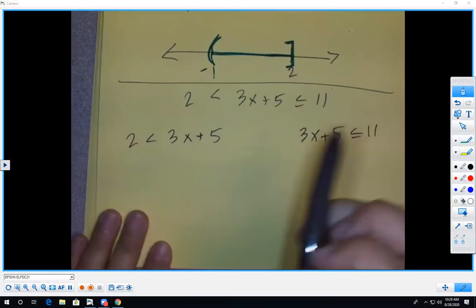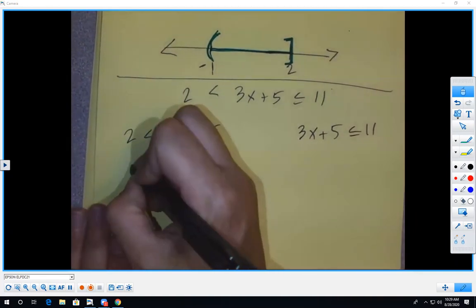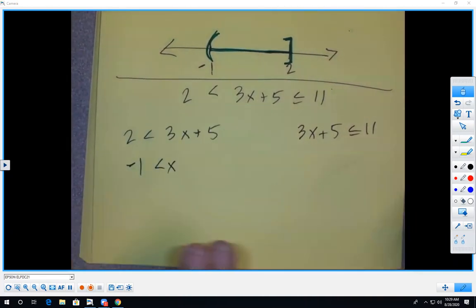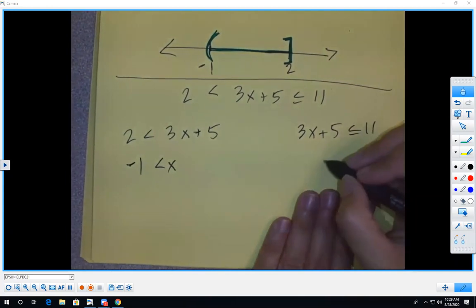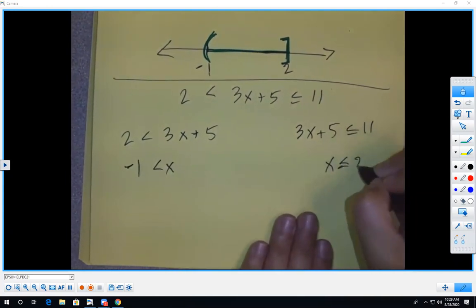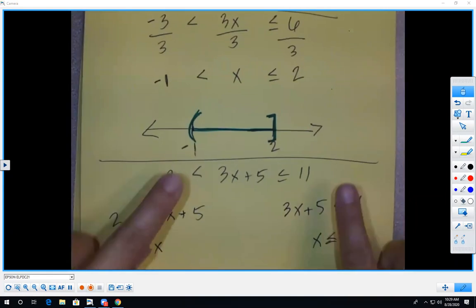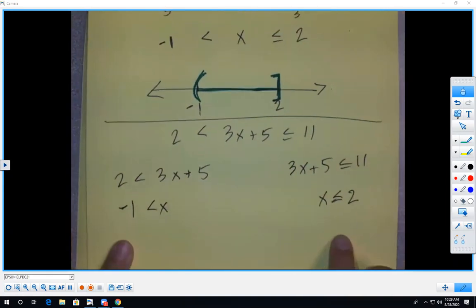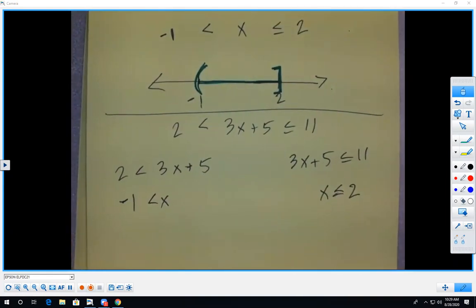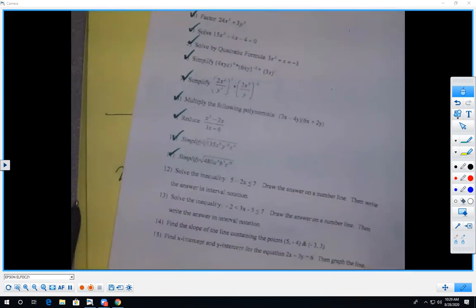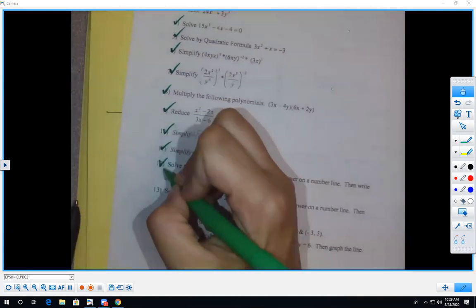When you work them all out, subtract 5, divide by 3, you end up with -1 is less than x. Over here, subtract 5, divide by 3, you would end up with x is less than or equal to 2. And that's your two pieces that we had up here. So it's the same idea. It's however you prefer to do it. So that is number 12 and 13.